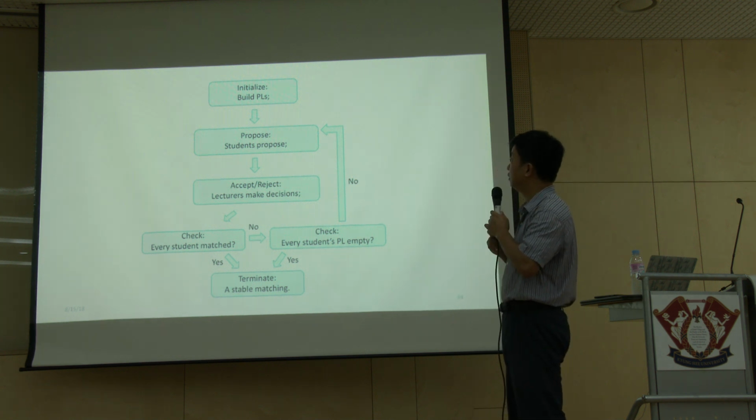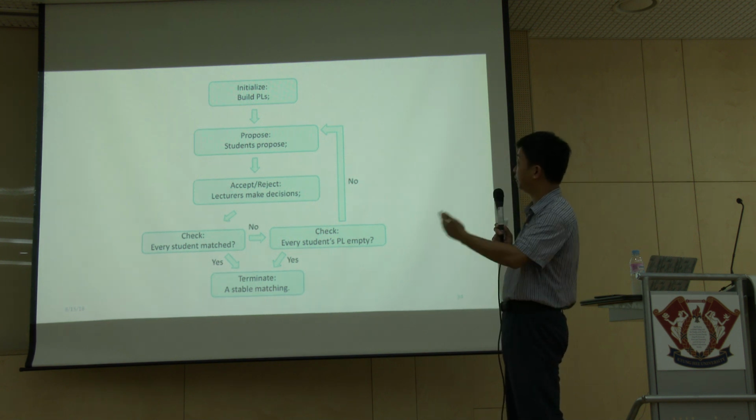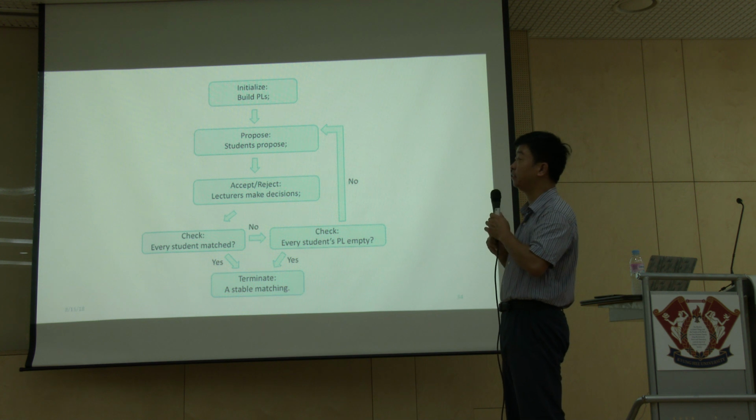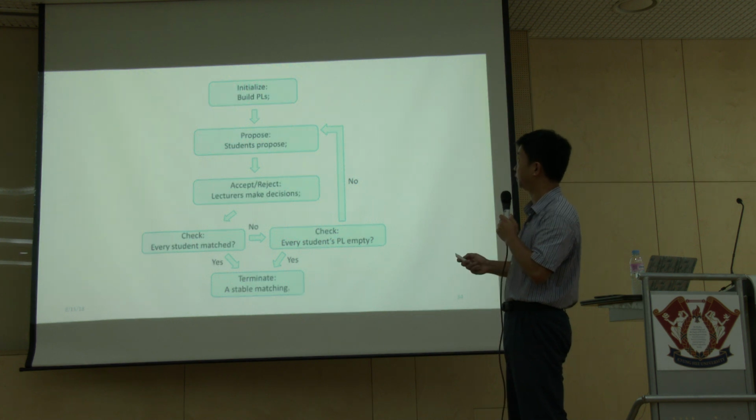So here, they have a dummy. Remember that there is a dummy project. That means this user is not matching with anybody. By doing this, they can make sure the system can finally converge.